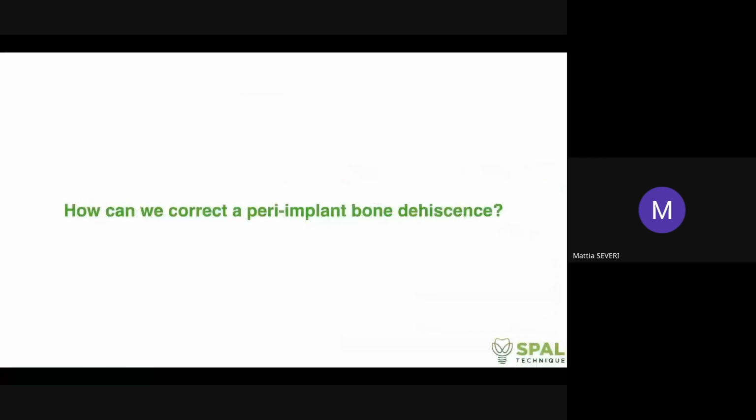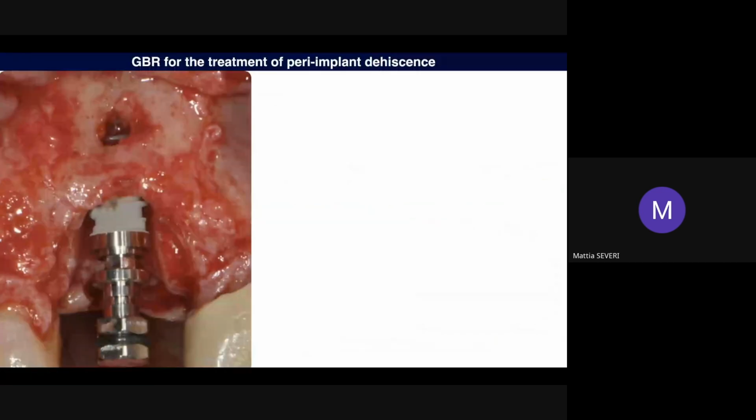So, how can we correct peri-implant bone dehiscences? The gold standard, my friends, is still guided bone regeneration. So the combination of bone graft material with a collagen or a non-resorbable membrane.